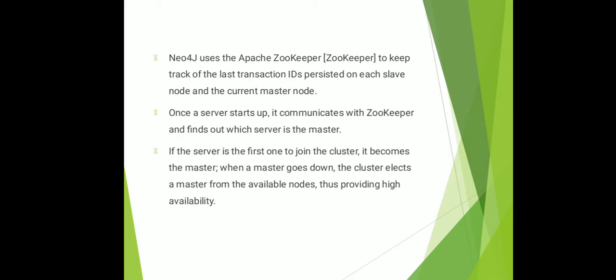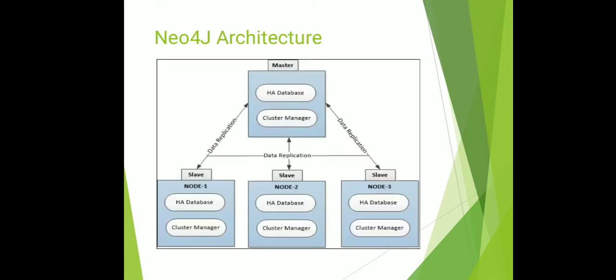And if the server is the first one to join the cluster, then that server itself becomes the master. Whenever a master slows down, the cluster elects another master from the available nodes, based on shorter distance and the number of slaves connected to it. Based on that coordination, it elects some other slave node as master, and that way it provides high availability of the data. And this is the Neo4j architecture.